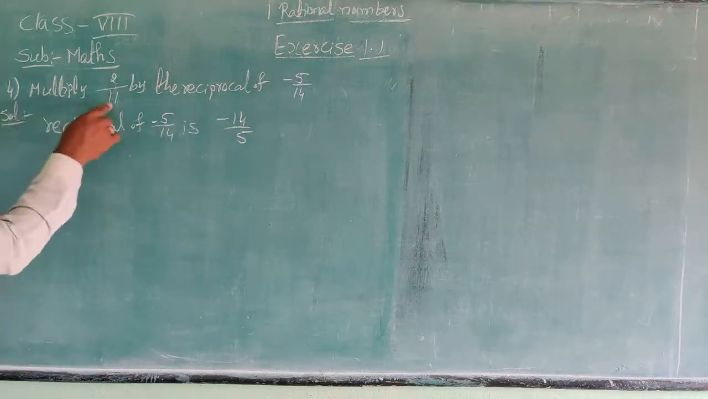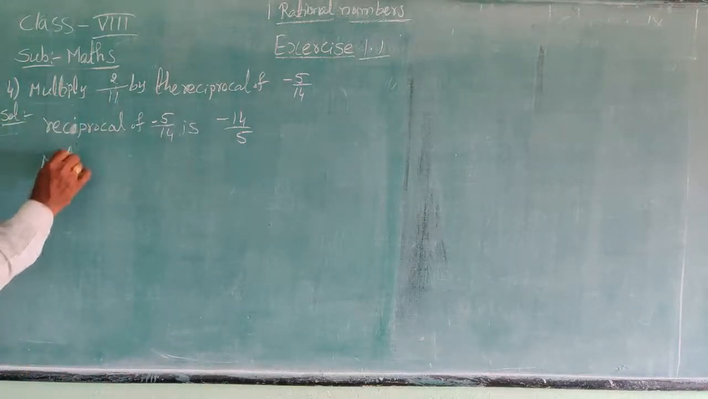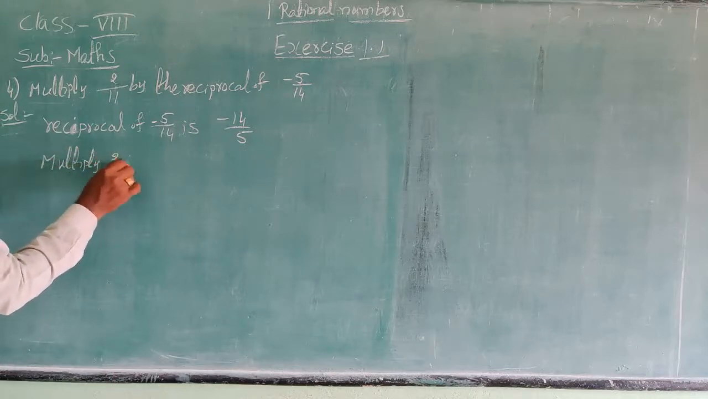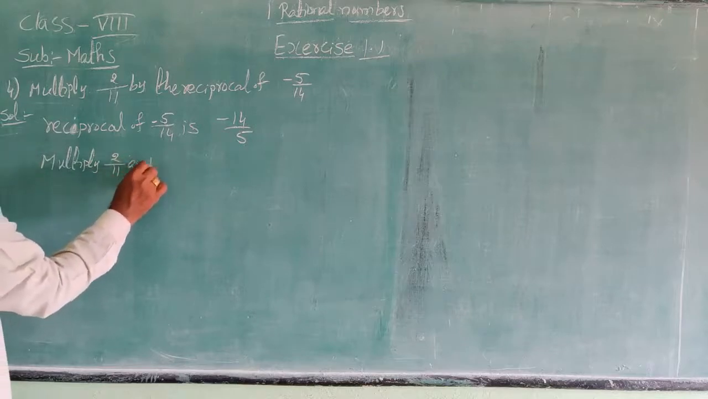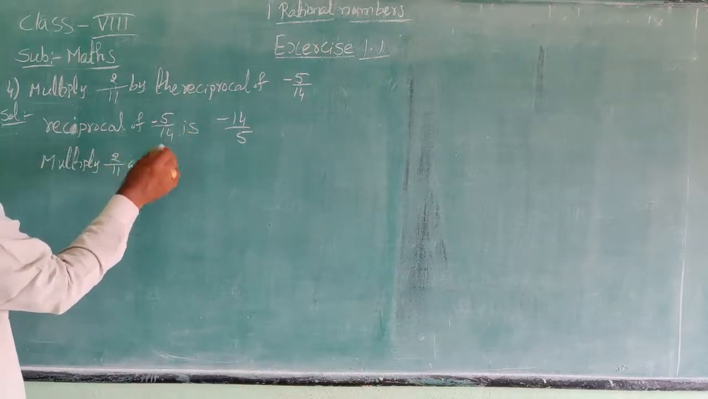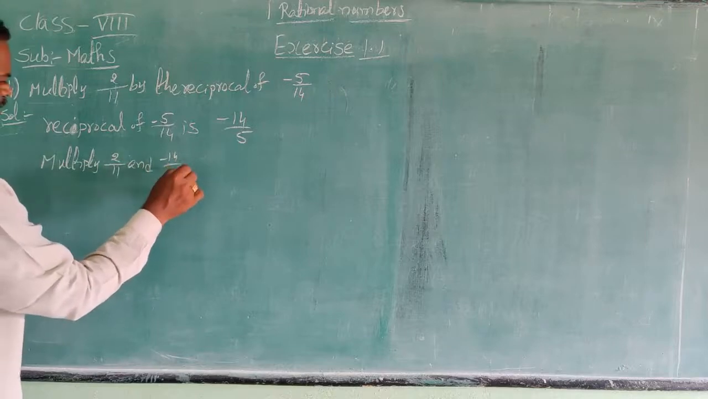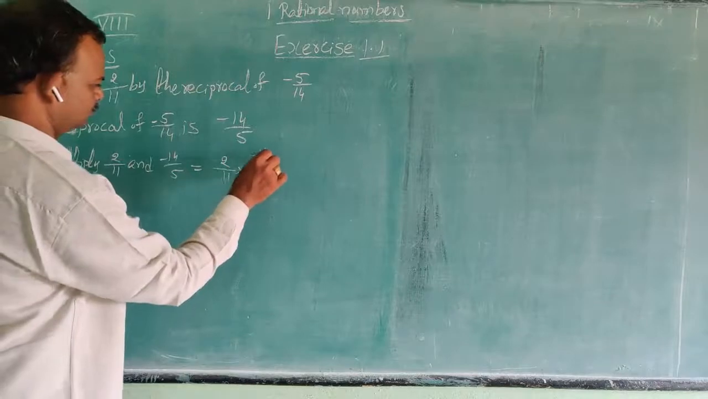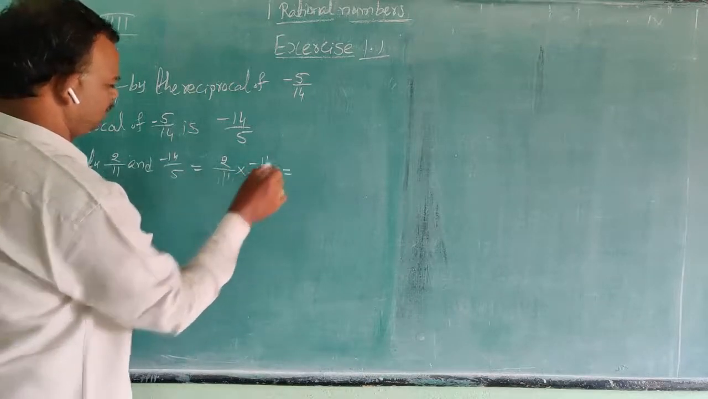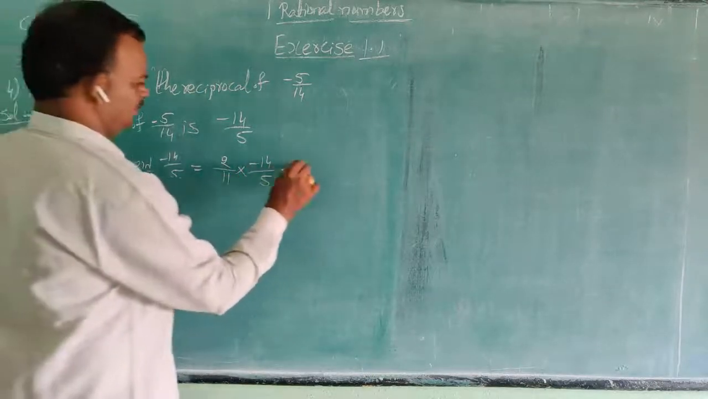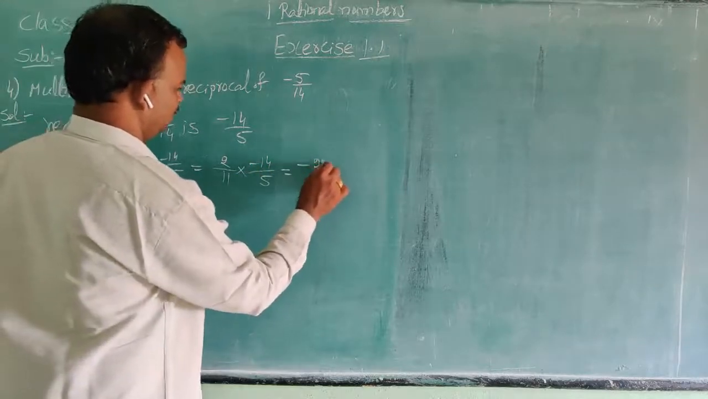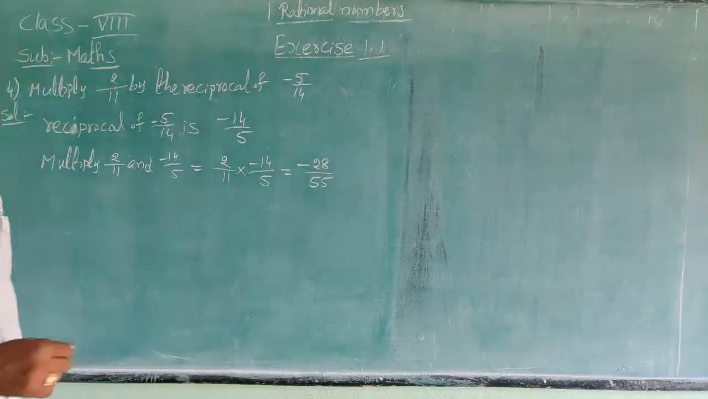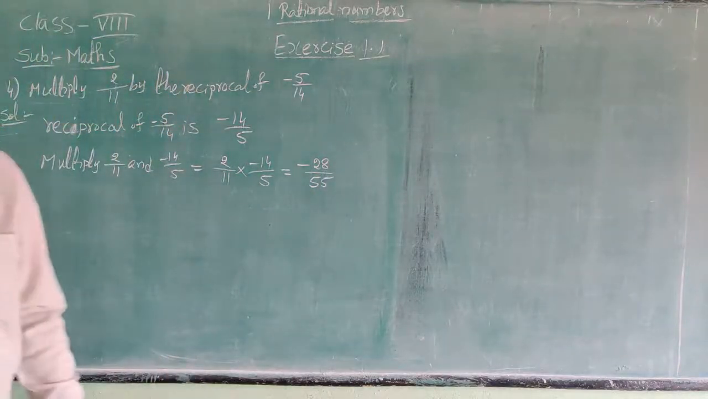Next multiply the value. 2 by 11 and the reciprocal value, minus 14 by 5, is equal to 2 by 11 into minus 14 by 5, that is plus into minus. 2 fourteens are 28, 11 fives are 55. Minus 28 by 55.